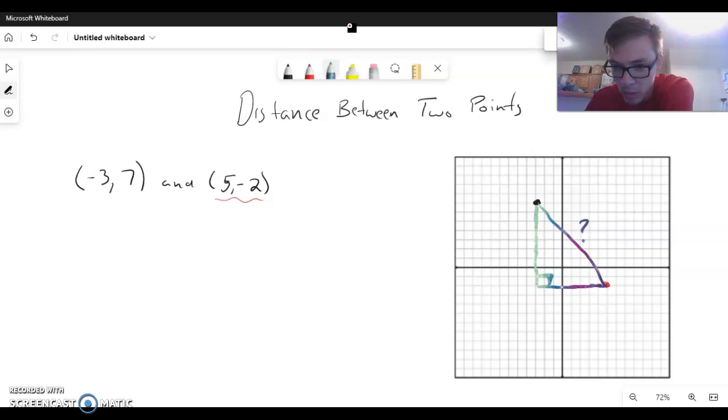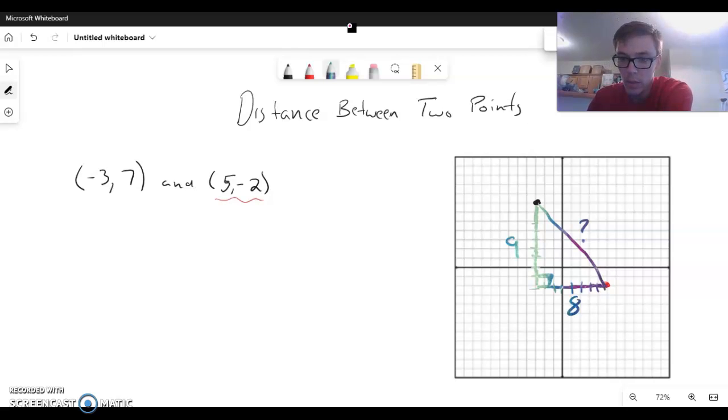So once we have that triangle, we can just count our units. How many blocks is it? So I'm going to count down: 1, 2, 3, 4, 5, 6, 7, 8, 9. We are 9 units down. Now we don't have to worry about the negative here because distance is never negative, so we can just worry about the positive. So we have 9 down, and then over we are 1, 2, 3, 4, 5, 6, 7, 8 over.